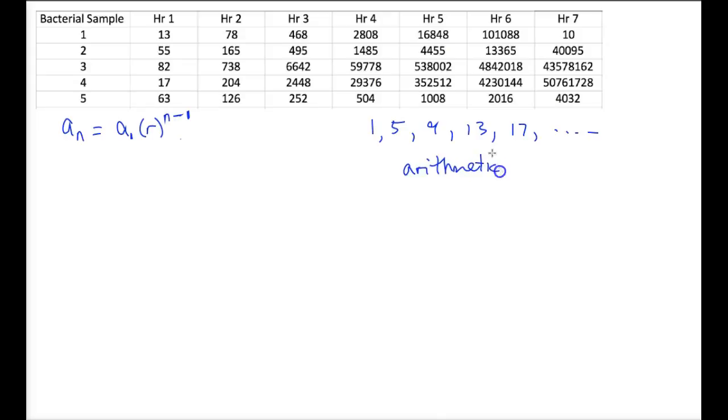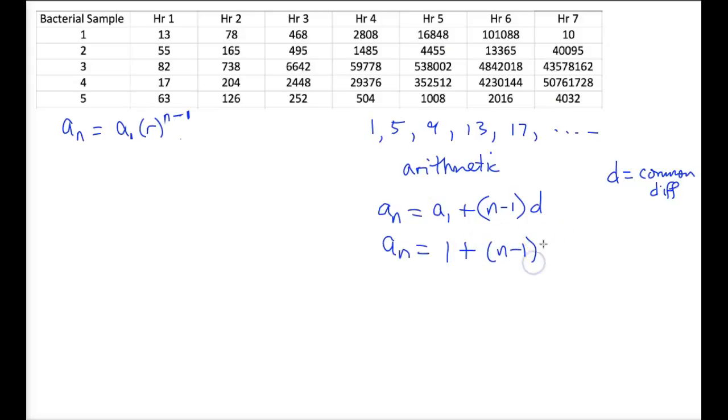One of the things that's true about arithmetic sequences is that all the numbers have a common difference. The formula for an arithmetic sequence looks like this. You start off with a sub 1, which is the first term in the sequence, plus n minus 1 times d, where d is your common difference. So a sub 1 is my first term, which would be 1, plus n minus 1 times d.